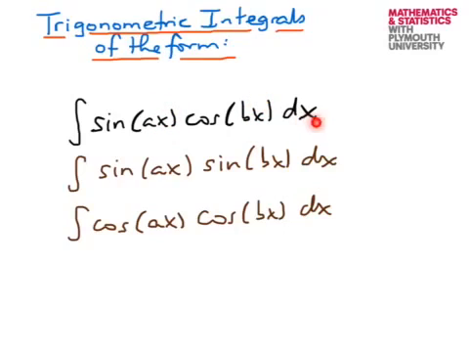The arguments of these trigonometric functions are always linear in x, so it's just x here and x here, where I'm assuming that x is the variable we're integrating over, and the constants in front of this variable x, such as here a and here b, are generally different. So this could be, say, 2, and this might be 7, or other possible constants.